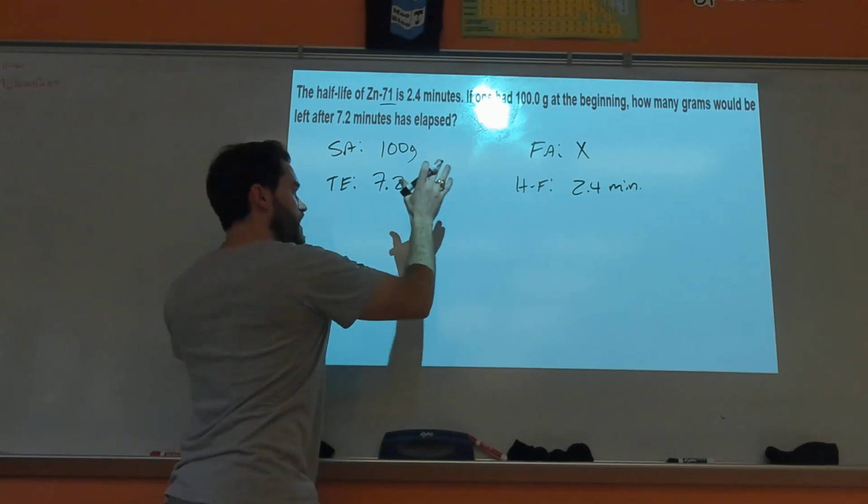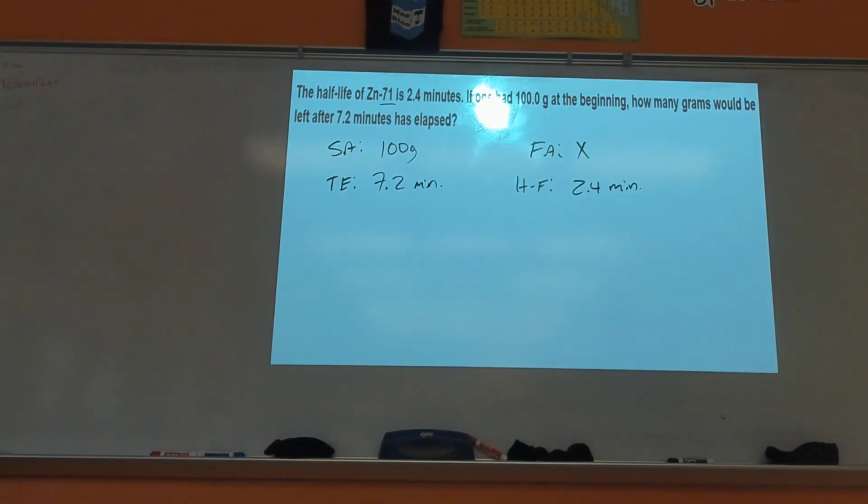So once you've gotten your setup here, then just take a deep breath and try to think through what's happening. They're telling you that you have 7.2 minutes. Every 2.4 minutes, you do a half-life. Remember, a half-life is the time it takes to cut something in half. So every 2.4 minutes, you're going to divide the 100 by 2, and you keep doing that for 7.2 minutes. And they're asking us at the end of 7.2 minutes, how much is left?